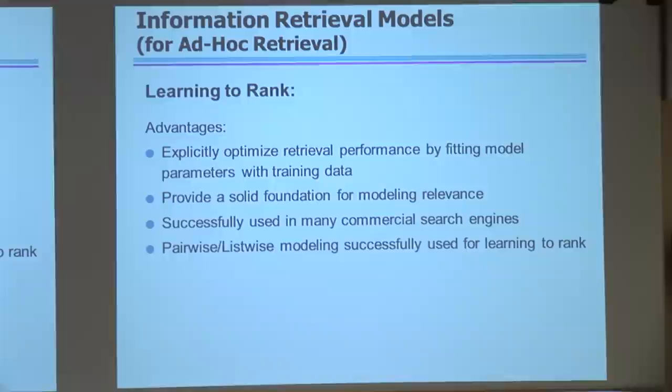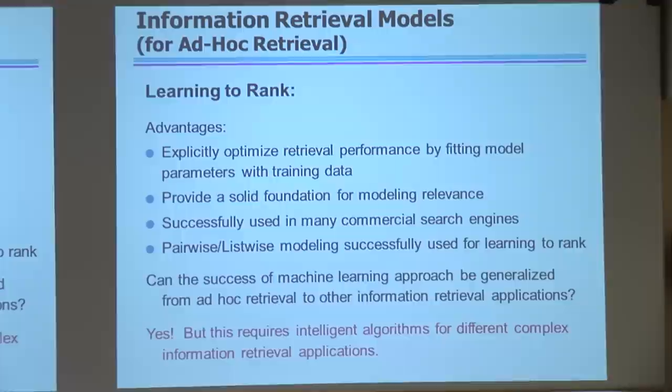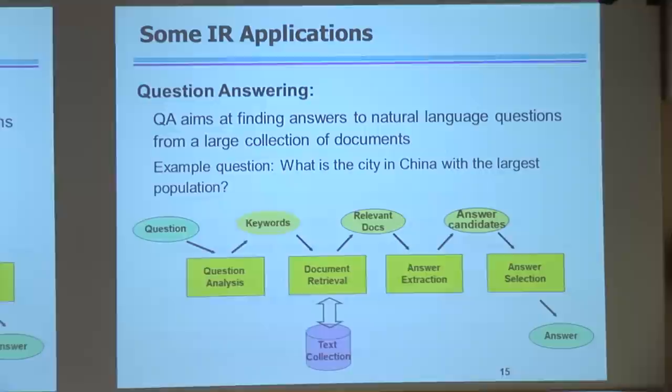So we have seen that machine learning techniques can help information retrieval applications in the case of ad hoc search. And our question is, can the success of those machine learning approaches be generalized from ad hoc retrieval to other applications? To the applications I mentioned on a few slides earlier, and definitely the answer should be yes. Otherwise, I would not give a talk here. But this requires us to figure out some specific requirements about learning algorithms for designing different complex information retrieval applications. I will only elaborate three applications, and I will show some of the modeling techniques we have utilized for those three applications. But similar techniques can be utilized in many other IR applications.